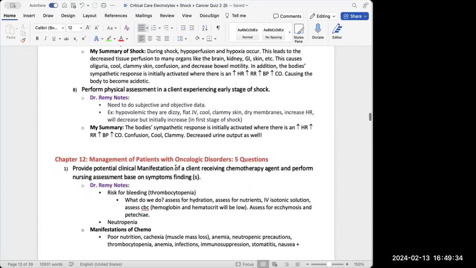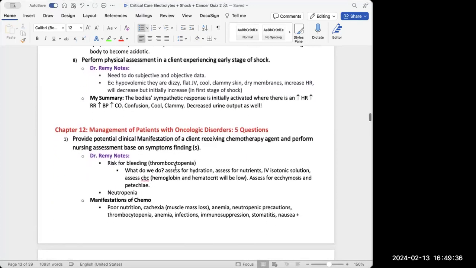Okay. And we talked about the early stage of shock. You see how we were talking about what's the difference? So in early stages, we're looking at increased heart rate, increased respiratory rate, increased blood pressure, increased cardiac output, confusion, cool, clammy skin, and decreased urine output. That's something that we see initially. But it all depends also on the type of shock they're in. But if it were to ask generally, this patient's in early stage shock, what would you expect to see? I would expect all of those vital signs to increase, as well as confusion, cool, clammy skin, and decreased urine output. That's what I would pick.